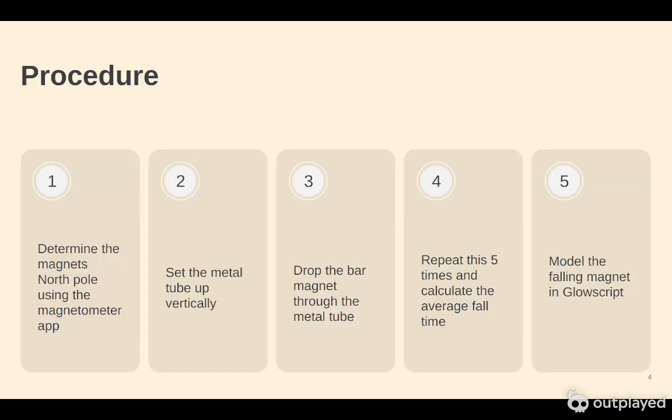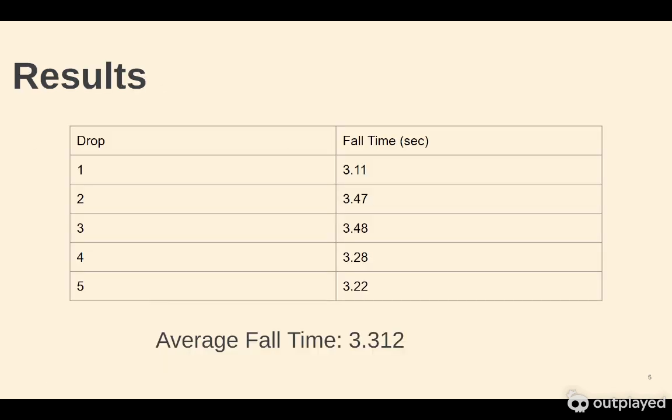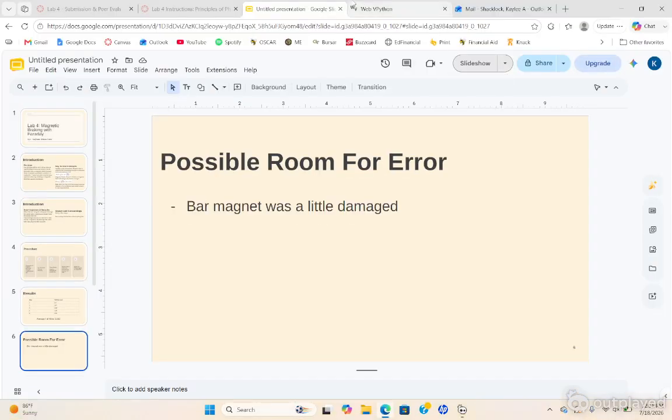The procedure was to determine the magnet's north pole using the magnetometer app, set up the metal tube vertically, drop the bar magnet through the metal tube, repeat this 5 times, calculate the average fall time, and then model the falling magnet in GlowScript. For our results, we got the average time of 3.312 seconds, and some possible sources of error include that the bar magnet could have been a little damaged.